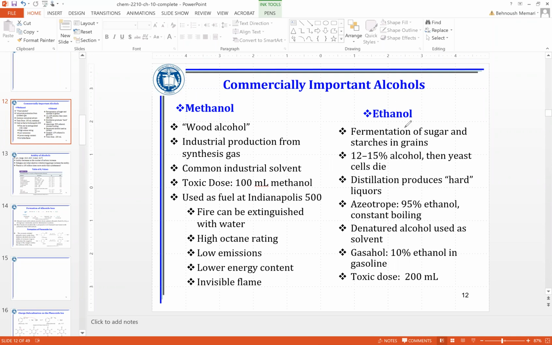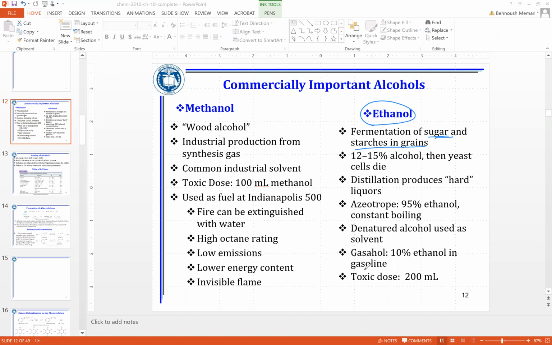Ethanol is the only edible alcohol. Ethanol can be prepared from fermentation of the sugar and starch in grains. Depending on the source of the fermentation, you get different tastes and different names for the alcohol, but it is the only edible alcohol. In industry, it can also be prepared by hydration of ethylene, or ethene, the simplest alkene. You just add water. That would be industrial, because if you try to use sugar or grain, it's going to be very expensive to get the ethanol.